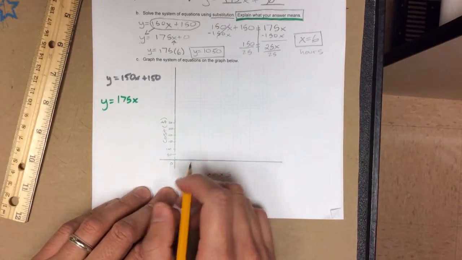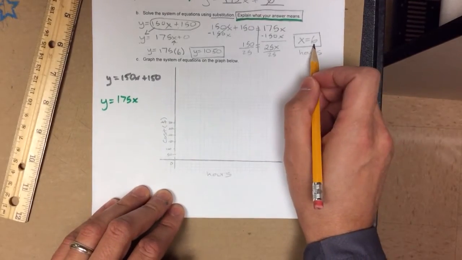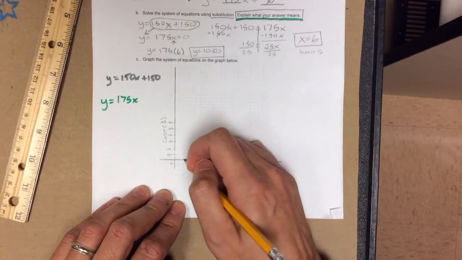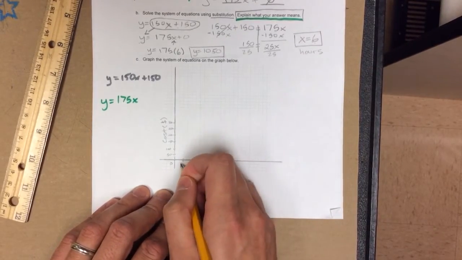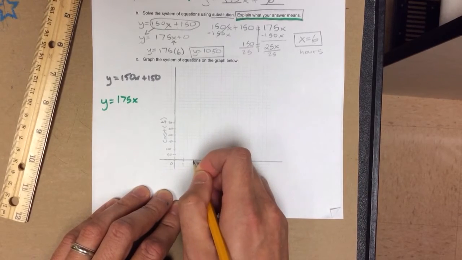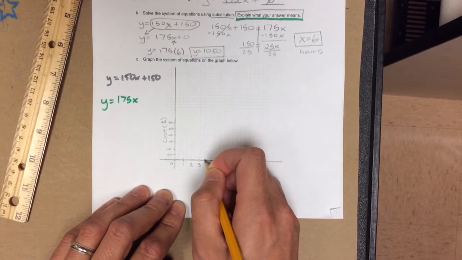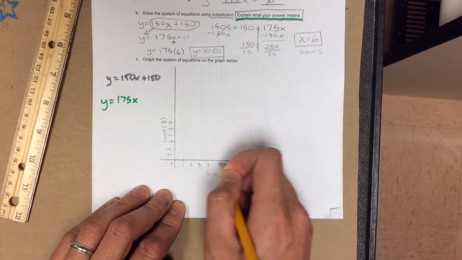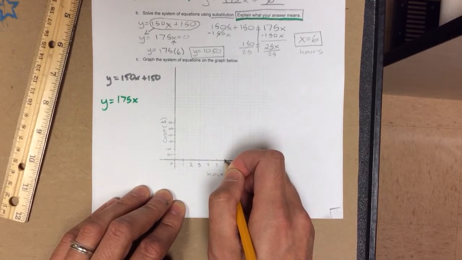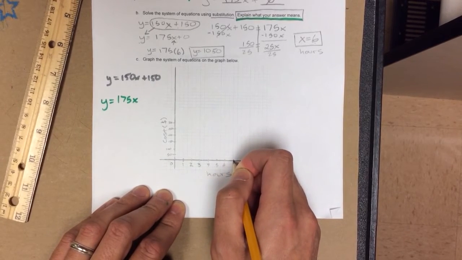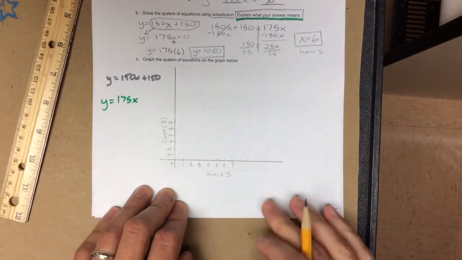Our number of hours, I want to be able to give myself some space. We need to get all the way to 6. So I'm going to go every 2 lines is 1 hour. So remember that's 0 there. So this will be 1. Labeled here, this will be a 2, 3, 2 lines, 4. We know we need to get to at least 6, 5, 6. I'm going to have a 7 there just in case. Okay?